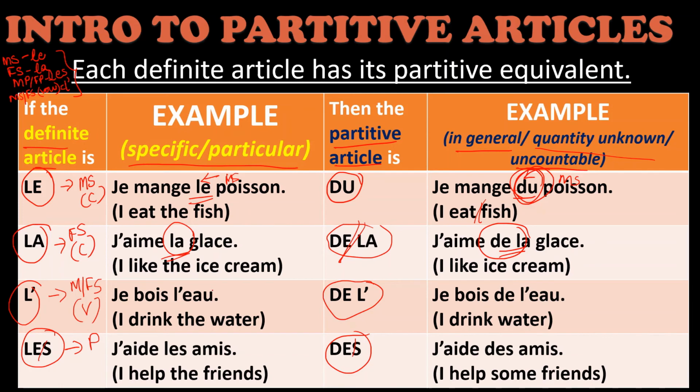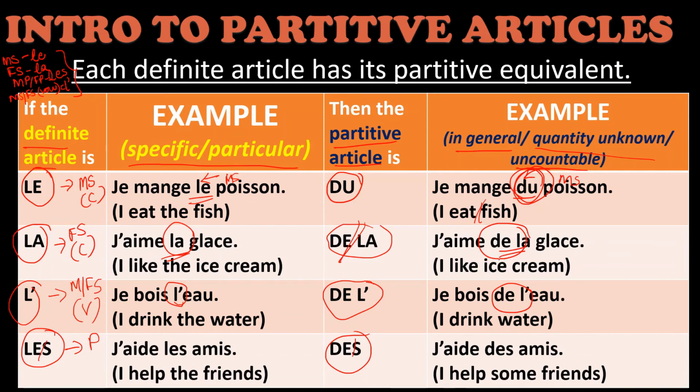Then, je bois l'eau. Eau is water here now, so the definite is l'. The partitive version of it is de l'eau. So, je bois l'eau is I drink the water. So again, you have the water in your hand and you're pointing to it. You're saying I drink only this water. Whereas when you use the partitive of it and you say je bois de l'eau, it means I drink water.